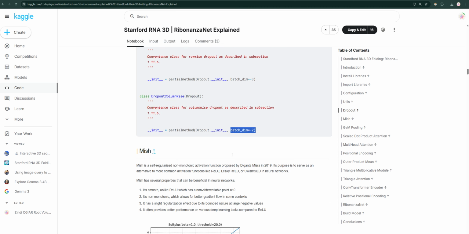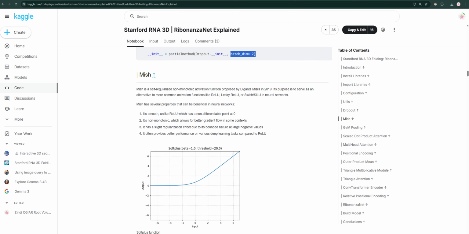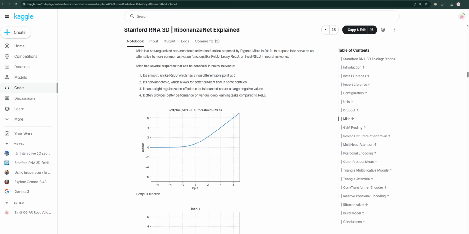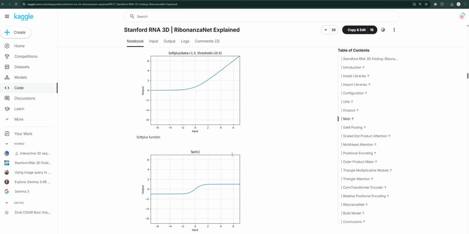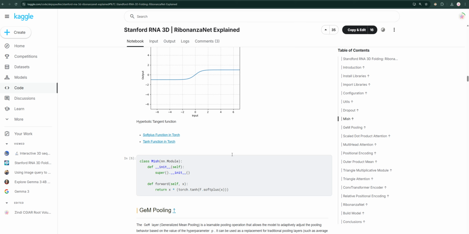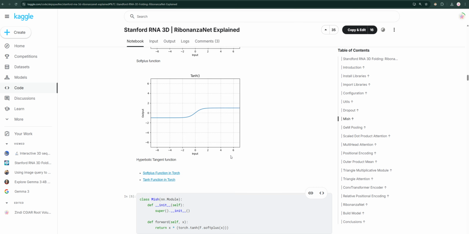Next, we encounter the Mish activation function, which is a smooth, non-monotonic activation proposed by Diganta Misra in 2019. If you're used to ReLU, which is the standard activation function in many networks, Mish offers some advantages. It doesn't suffer from the dead neuron problem that can happen with ReLU, and it often provides better performance on deep learning tasks. The implementation is surprisingly simple. It's just x multiplied by the hyperbolic tangent of the softplus of x. This creates a smooth output that helps gradients flow better during training.